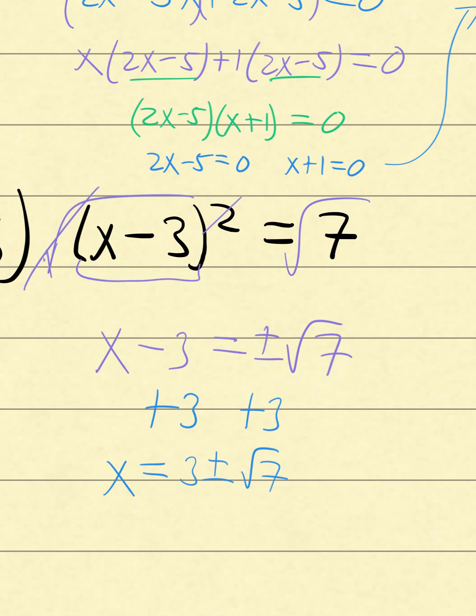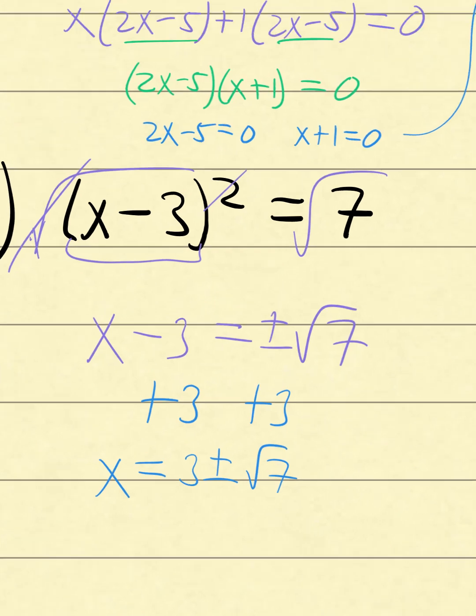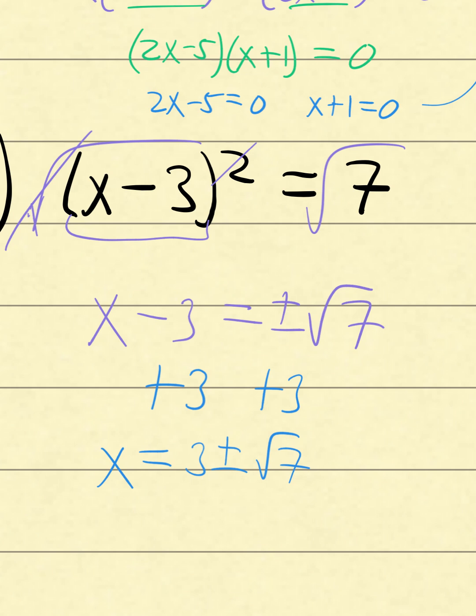And can we do anything else with that? No? Okay, right. Square root of 7 can't simplify. You can't add a whole number in a radical. So this would be your final answer.